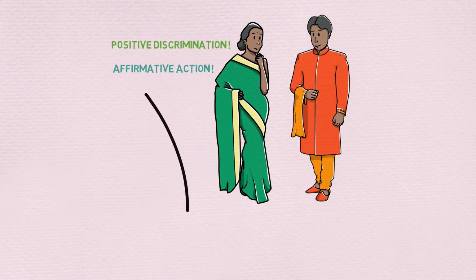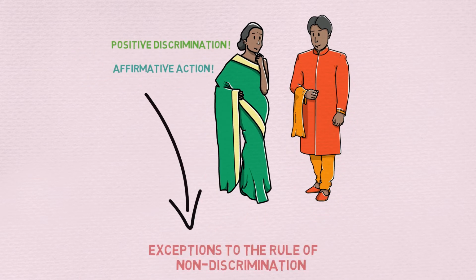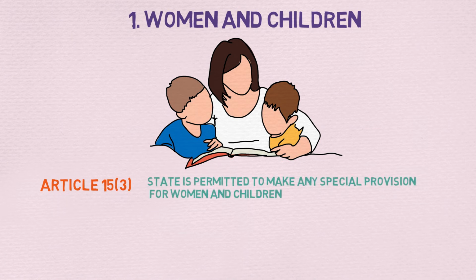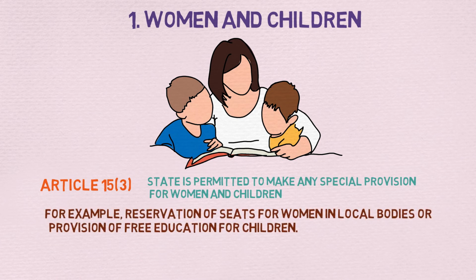Keeping this ideal in mind, there are some exceptions to the rule of non-discrimination. State is permitted to make special provisions for some classes of citizens. First, women and children. According to Article 15(3), the state is permitted to make any special provision for women and children. For example, reservation of seats for women in local bodies or provision of free education for children.